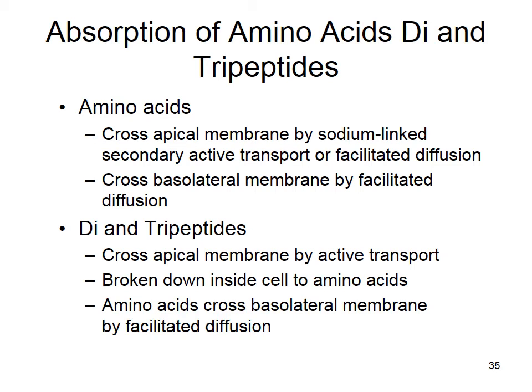All amino acids cross the basolateral membrane by facilitated diffusion. Di and tripeptides cross the apical membrane by active transport. And then inside the enterocyte, they get broken down to amino acids. And then they just move across the basolateral by facilitated diffusion.